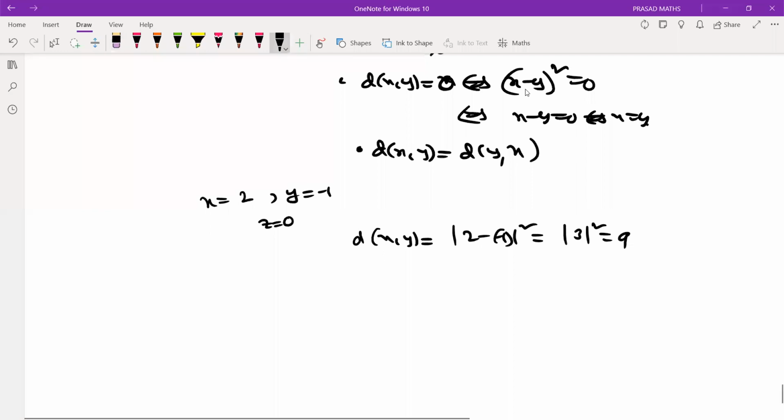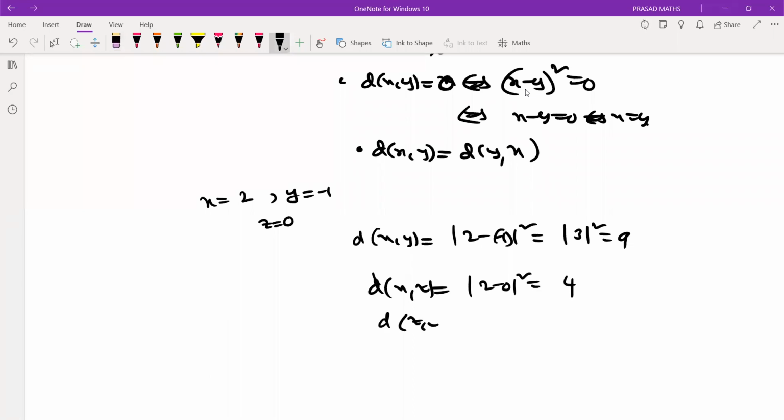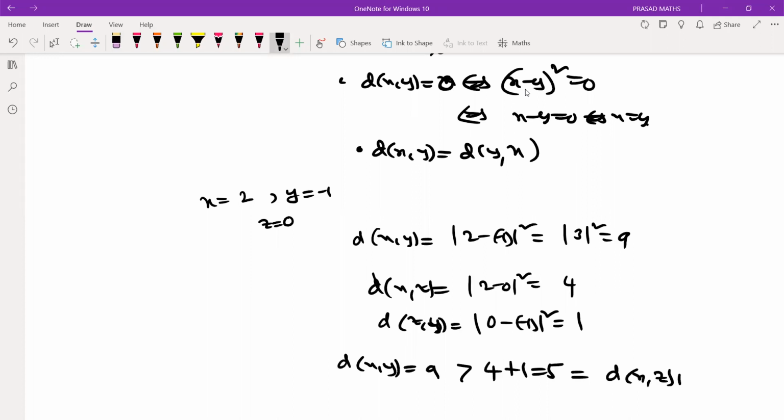X comma z. What is x comma z? x comma z is nothing but 2 minus 0 whole square. That is exactly 4. What is z comma y? z minus y whole square. That means 0 minus minus 1 whole square. That is exactly 1. Therefore, we observe that distance between x and y is equal to 9, but 9 is bigger than 4 plus 1. Right? 4 is the distance between x and z, and this is z comma y. Therefore, it fails to satisfy triangle inequality, hence it cannot be a metric.